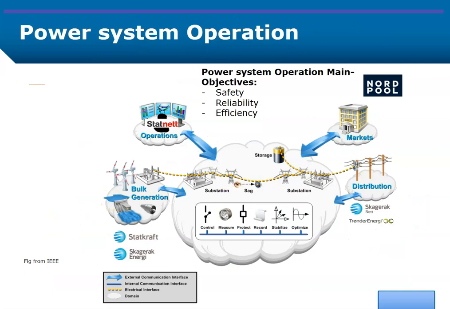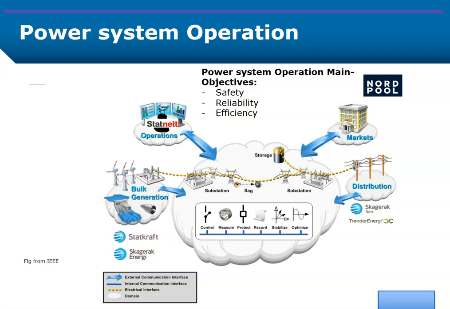Power system operation. There are mainly three objectives that are important for the operation of the grid: the safety of the system and the people working on it; the reliability, so that you can sustain safe delivery of power; and of course losses, the efficiency of the system. So these are the three main objectives when you operate the grid system.